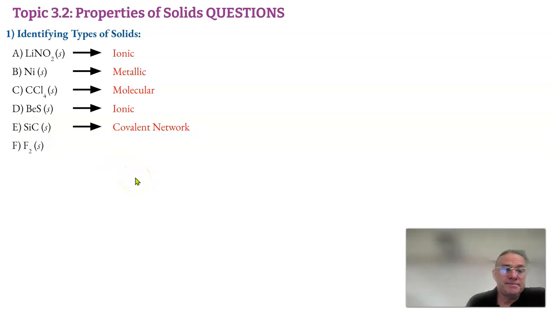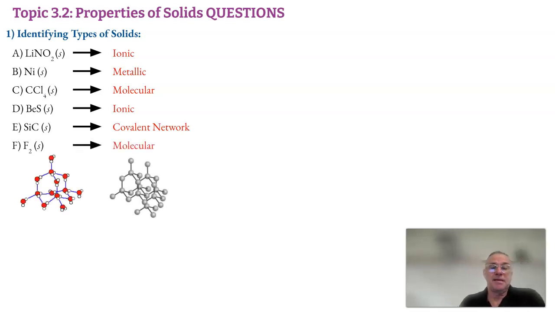Pure fluorine in the solid form. Well, it's right of the staircase. I guess this is a molecular solid. Oh, just based on the shape. AP likes to do this, by the way. This looks like red oxygen and some white hydrogens, things like that. Almost reminds me of just water molecules, right? So what type of solid would that be?